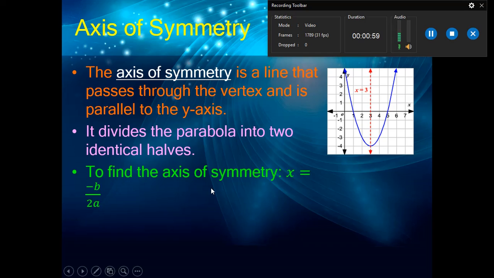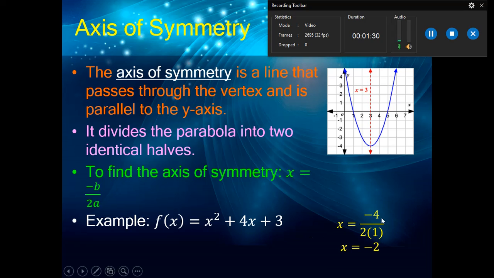If you want to locate the axis of symmetry and write the equation for it, we use the equation x equals negative b over 2a. A and b both come from the quadratic equation once it's in standard form. So for an example, we'll use this quadratic equation. This equation does not go with the graph that you see. The value of b is 4 and the value of a is 1. So I'm going to go ahead and sub that in. So we have negative b over 2 times a. So my axis of symmetry is located at negative 2.